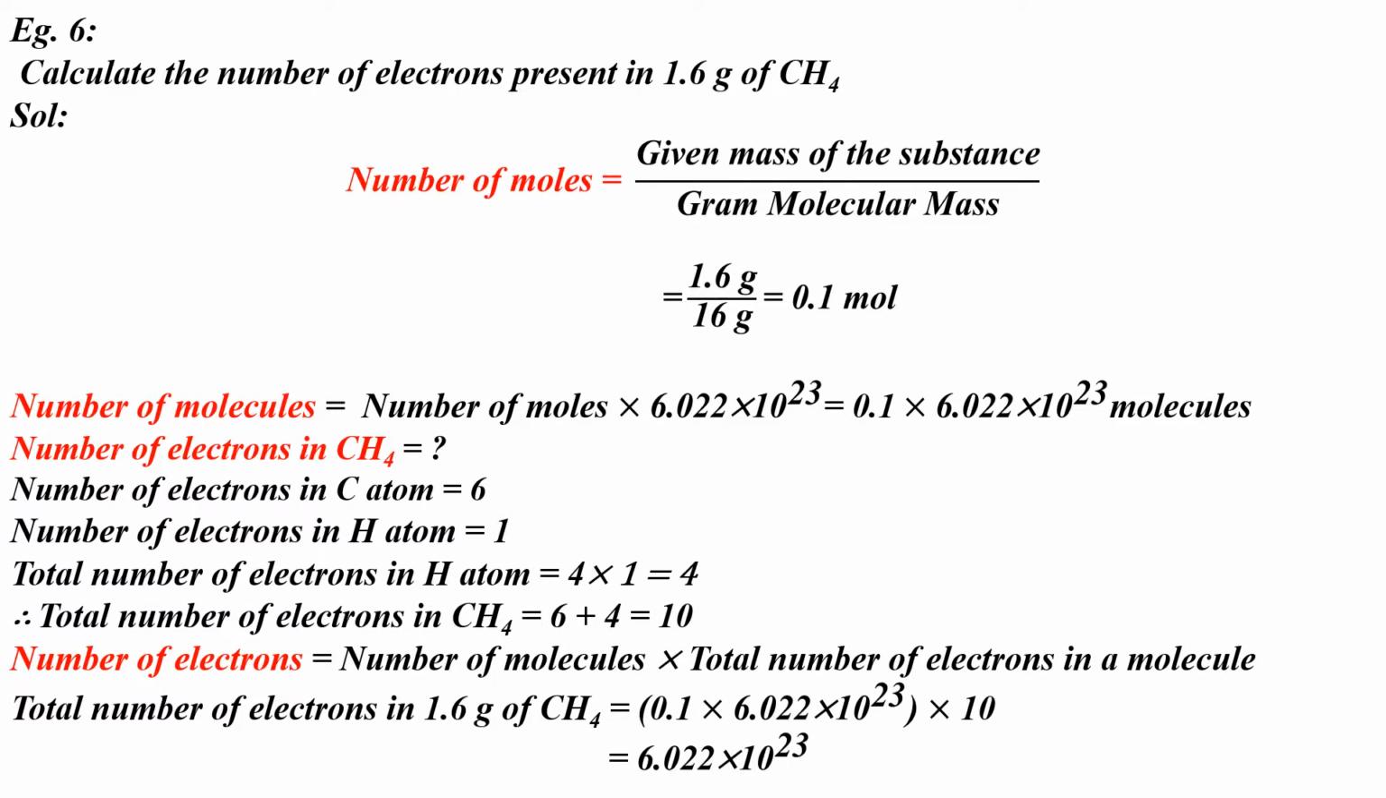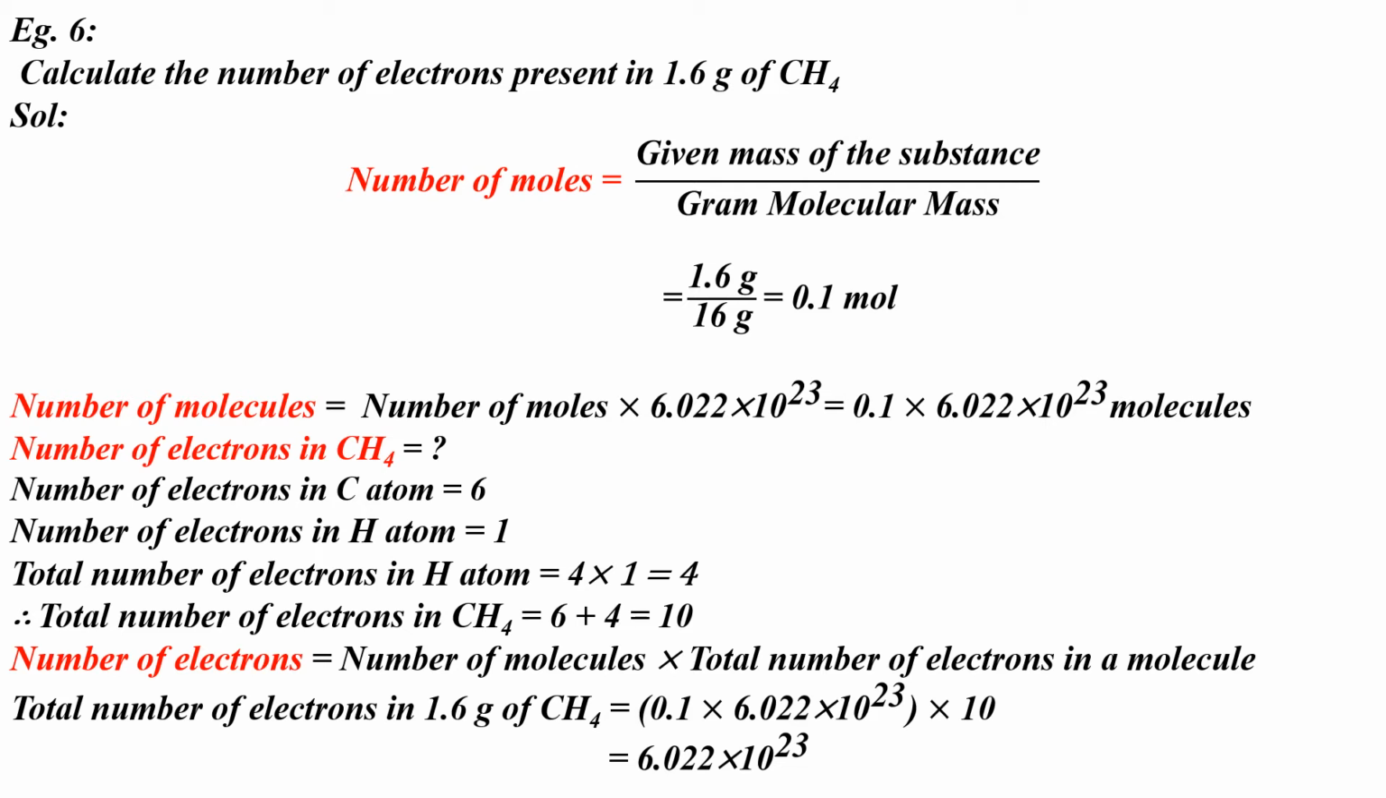Example 6. Calculate the number of electrons present in 1.6 grams of methane. As usual, in the first step, we calculate the number of moles using the formula: given mass of the substance divided by gram molecular mass. Why do we use gram molecular mass in the denominator? Because methane is a molecule. Now, what's the given mass? 1.6 grams, divided by the gram molecular mass of methane, which is 16 grams.